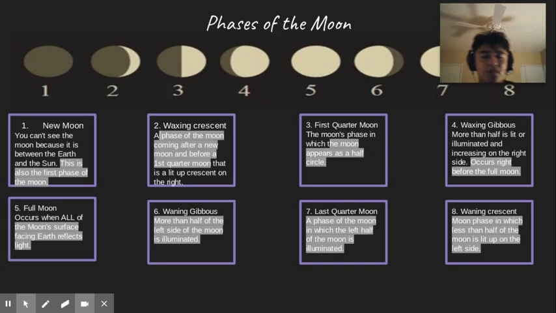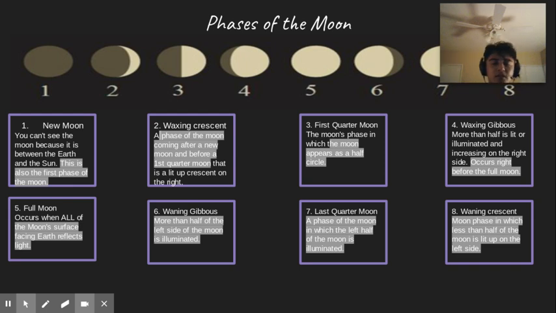And right here, we're going to be explaining the phases of the moon. There's a total of 8 phases. The first one is new moon, and this is also the first phase of the moon. You can't see the moon because it's between the Earth and the sun. That's the reason why it's all darkened and you can't see anything.